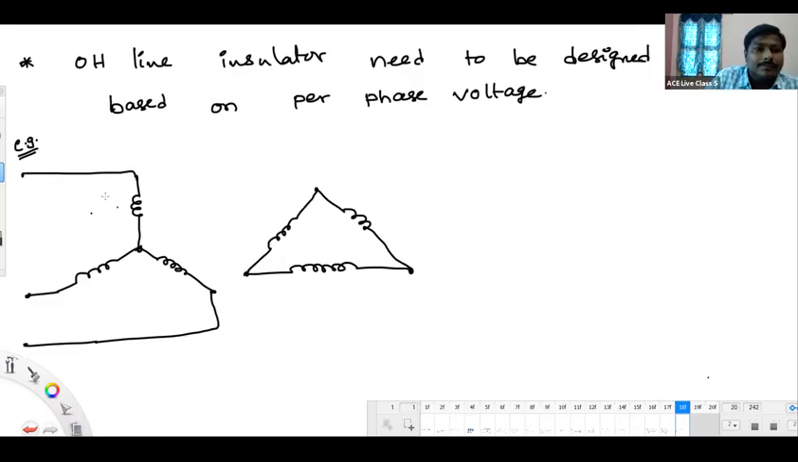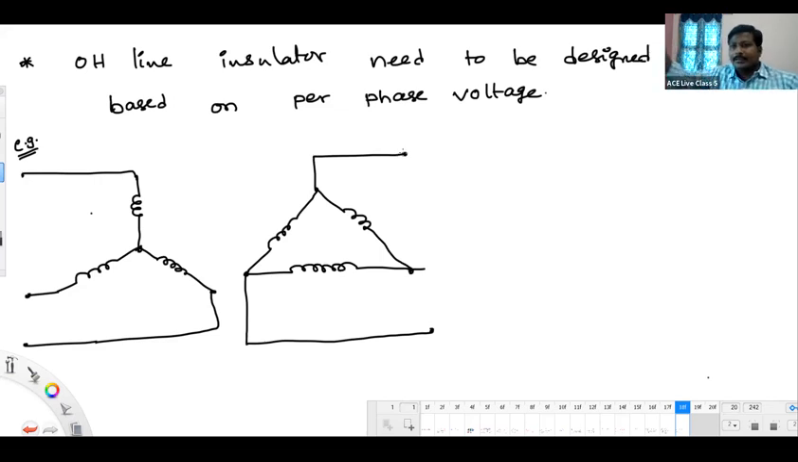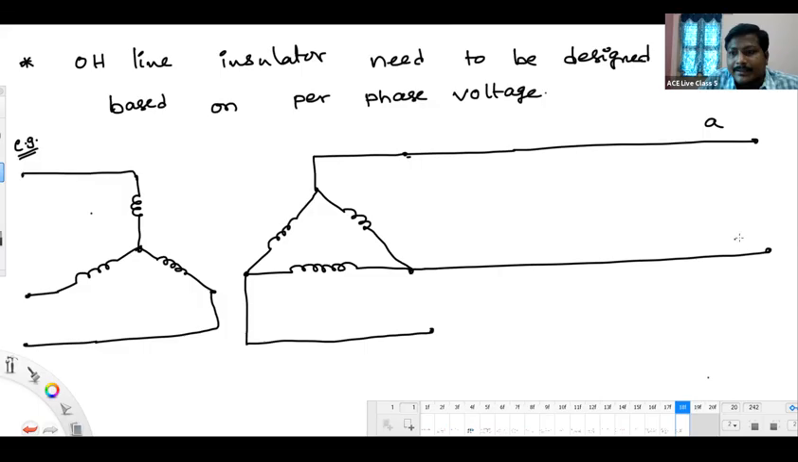See, from this delta side of the transformer, we have three lines going out. Phase A, phase B, phase C lines going. This is a phase A line, and this is a phase B line, and this is a phase C line. Three lines are going out. Okay, next thing.